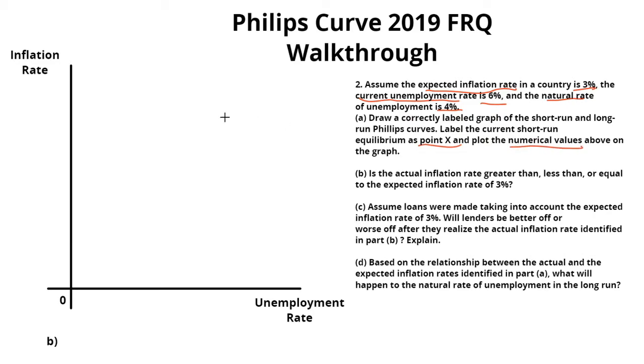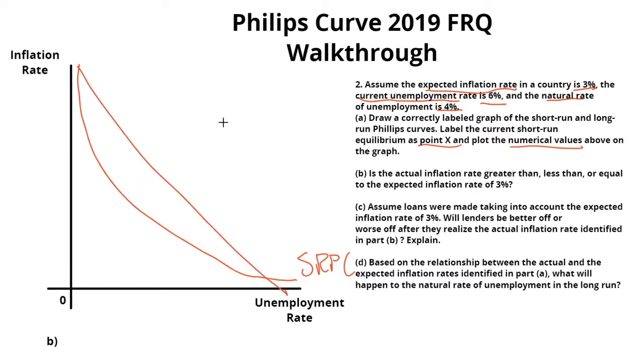So first off, this is a Phillips curve, and we know that the short run Phillips curve shows the inverse relationship between unemployment and inflation. So it would be a downward sloping curve like this. Whether it's a straight line or curve doesn't really matter, you just need to make sure it's downward sloping as it's an inverse relationship.